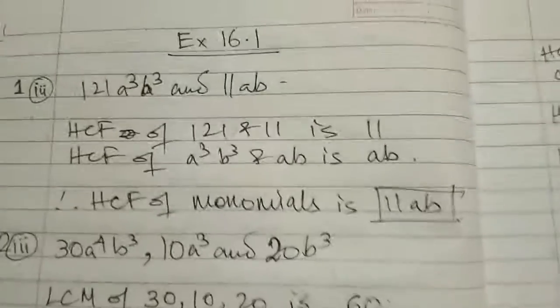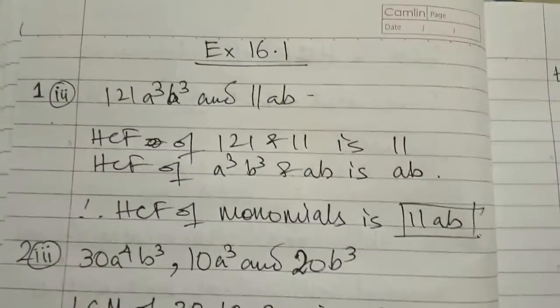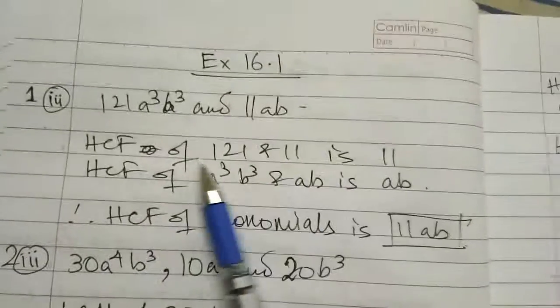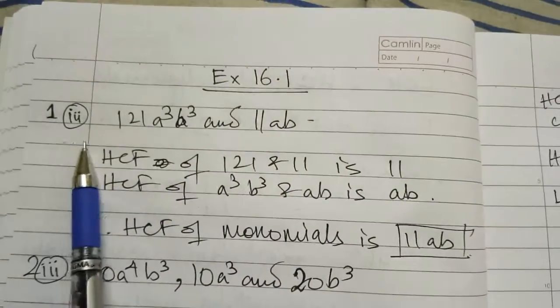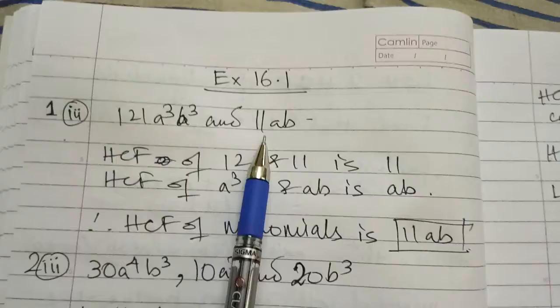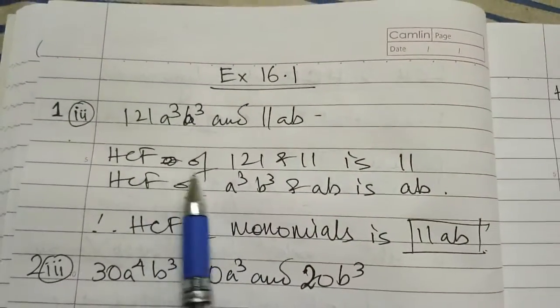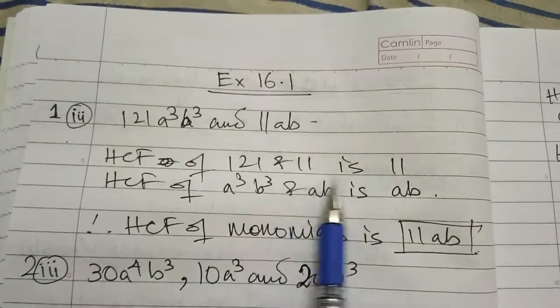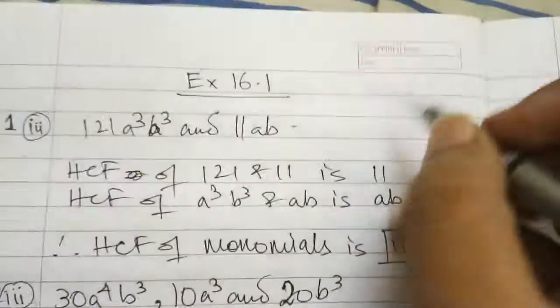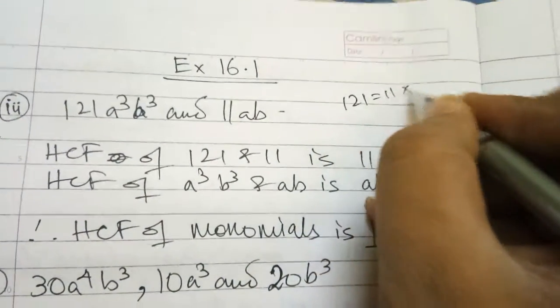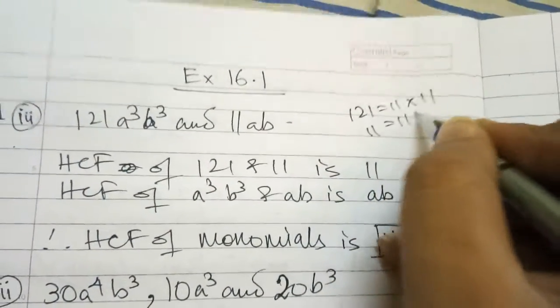Next, I'm doing some questions from the exercises. Here, also exercise 1 Roman 3, they have to find out the HCF. See, I have written HCF of 121 and 11 is what? 11. I write down over here 121 is 11 into 11, and 11 equals 11 into 1.